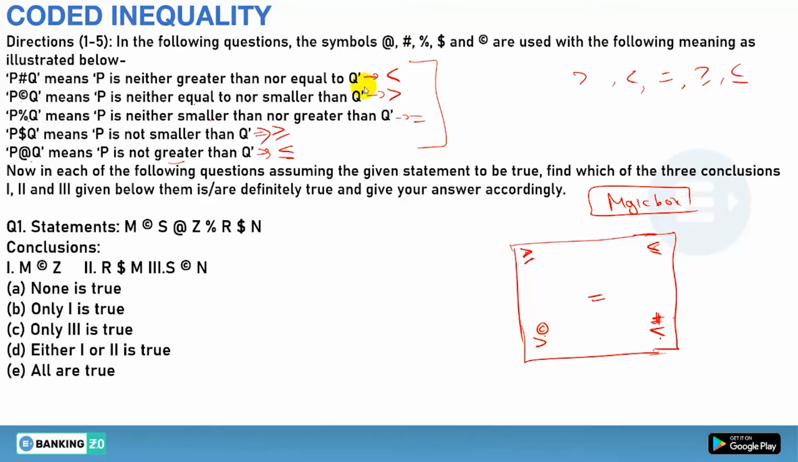Done. Now percentage means equals to, so there you have percentage. Now greater equal means dollar, so there you have dollar. Now at the rate means less than equals to. Now see, if you know that between greater equal and less than equal you can't justify the relationship, it means between dollar and at the rate, you can't justify the relationship. Yes or no?